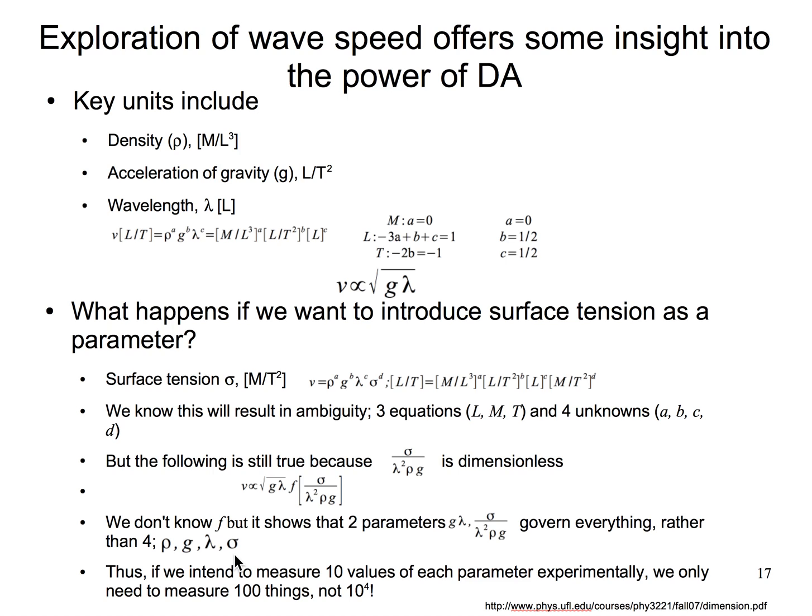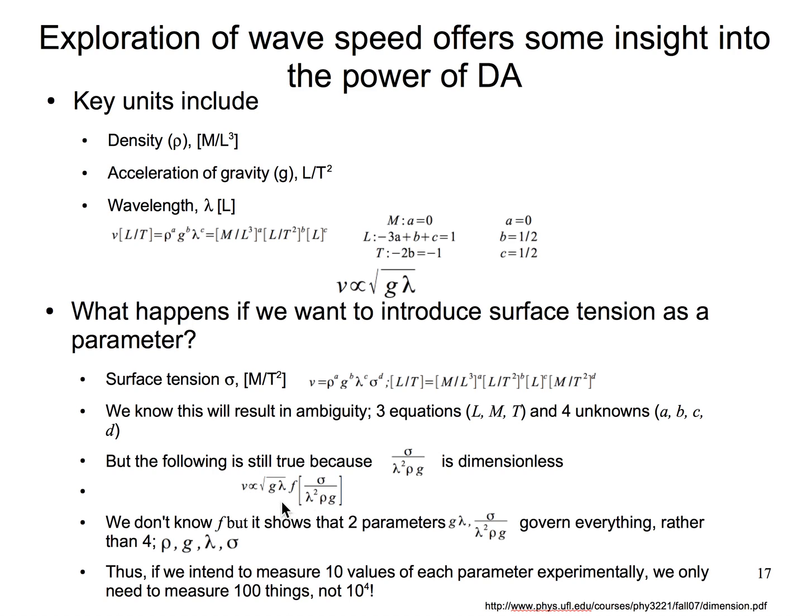It means that if we were going to, once again, go in the laboratory and measure things, let's say we would like to measure 10 values of each parameter. If we were measuring these independently, we would have 10 values of 4 different things. That turns to 10,000 measurements we would make to prove this relationship.